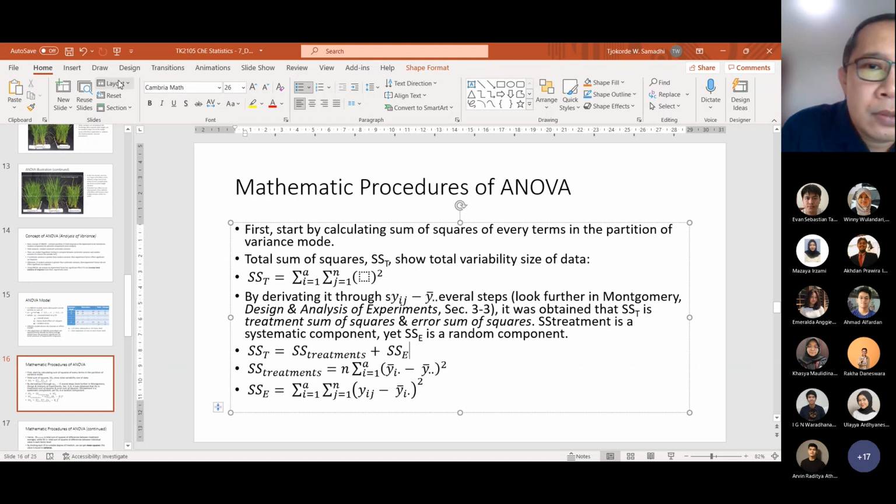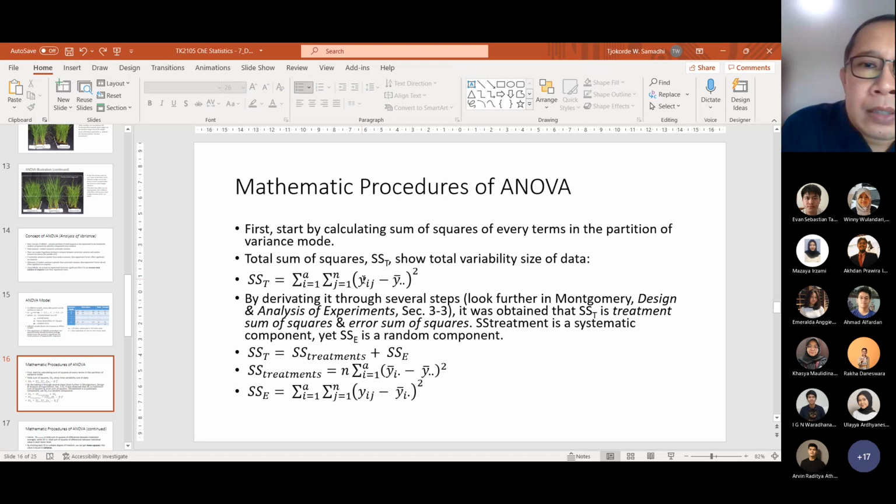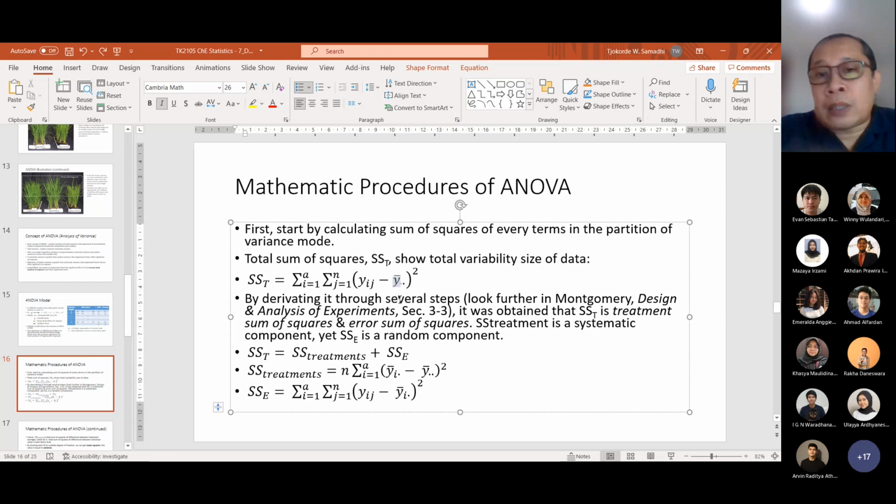What did I do? Wait, I move something. There you go. Jadi yang dikuadratkan adalah selisih antara data individual dengan rata-rata global dari data tersebut, dari seluruh data pengukuran. Okay, so you take the difference between individual data points and the global average, and then square them, and do that for all data points, and then sum it up, and you'll obtain the total sum of squares.